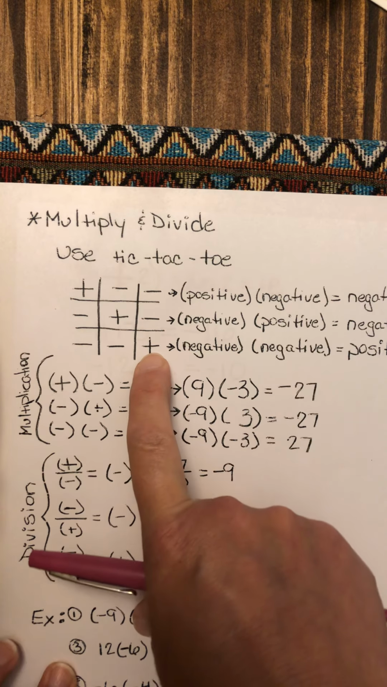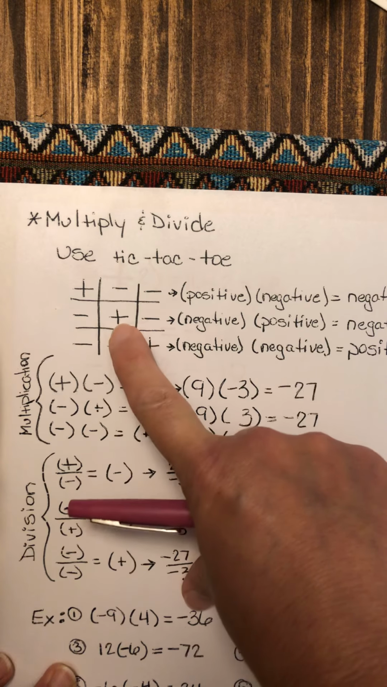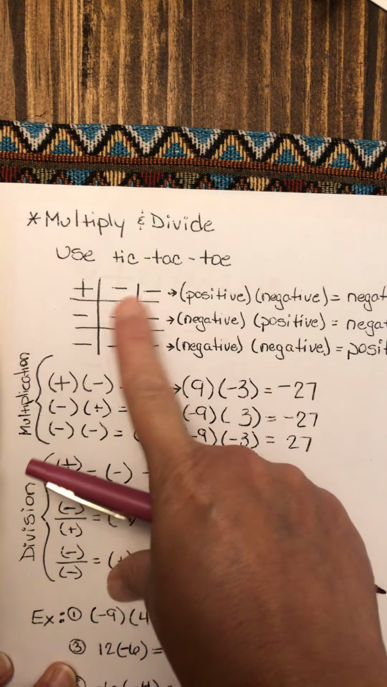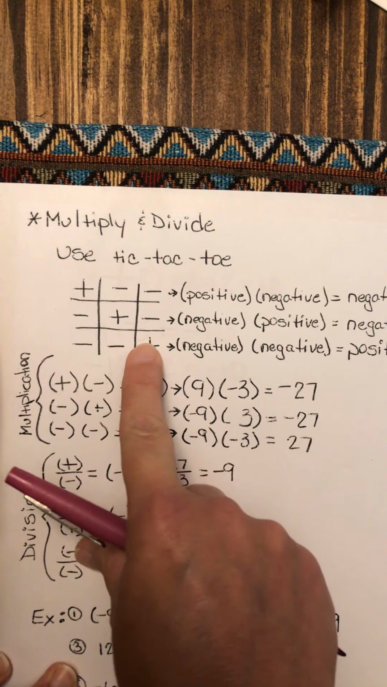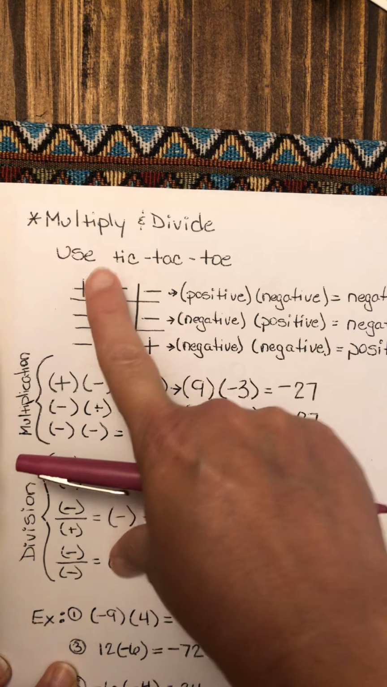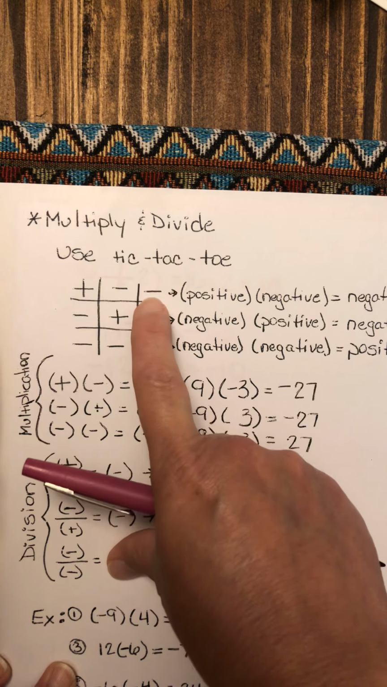Guys, this works any way, just like tic-tac-toe. Positive, positive, positive. Negative, positive, negative. Negative, negative, positive. So any way you look at this tic-tac-toe, find what you have. If I have a positive and I'm multiplying by a negative, my answer will always be negative.